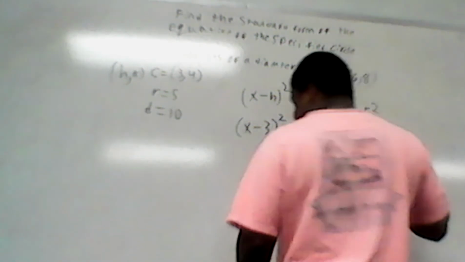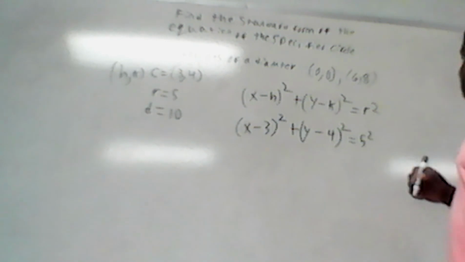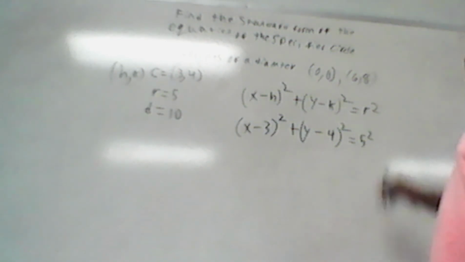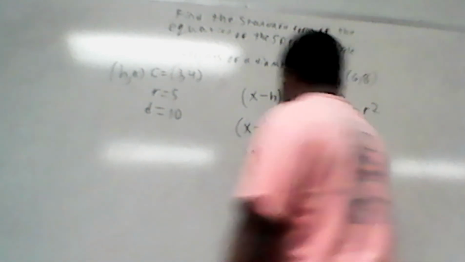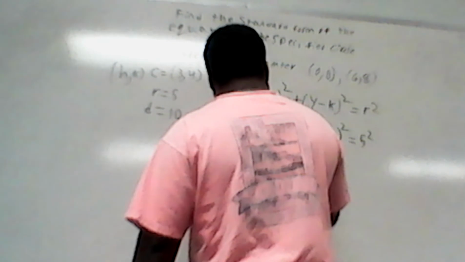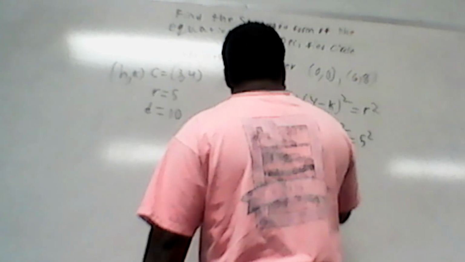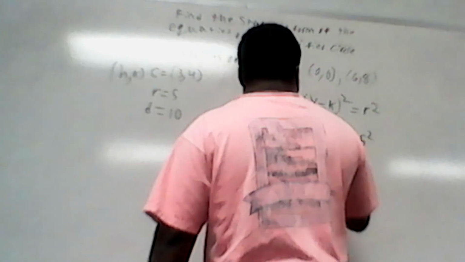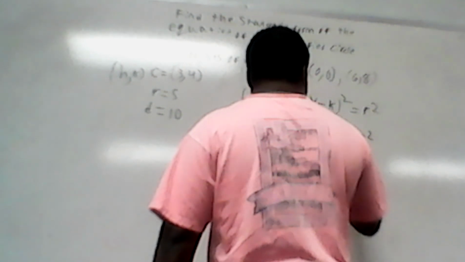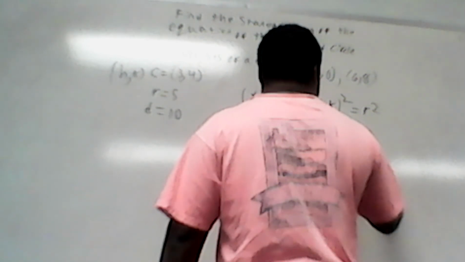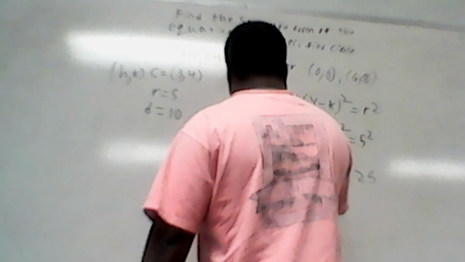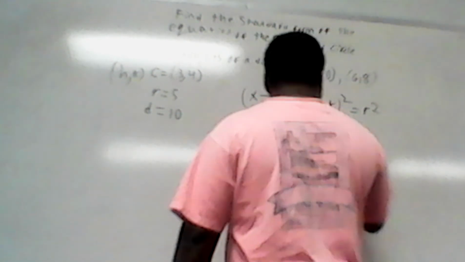5 squared, okay? And then the only thing I have to do is just simplify the 5 squared. So when I rewrite this, your answer is (x minus 3) squared plus (y minus 4) squared is equal to 25. And then this is your answer. That's your answer.